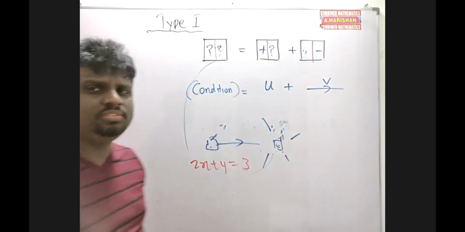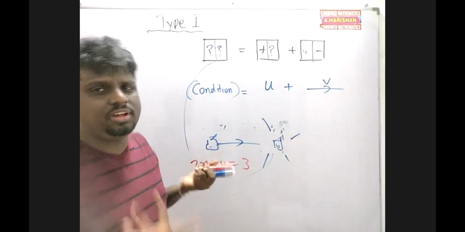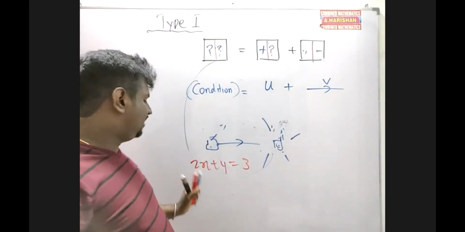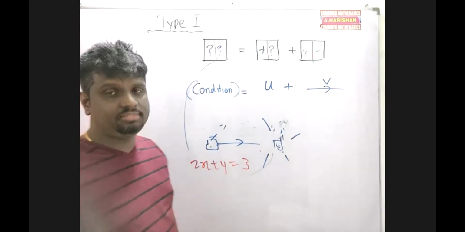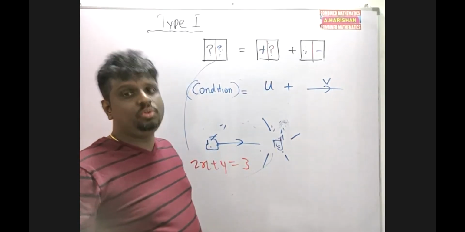No, you can't solve this equation. Why? Because there are 2 variables, x and y, and only one equation. How to solve that? If you put 1 for x, y will be something else. If you put 2, something else. So you get infinitely many solutions for x and y. So you can't solve this.